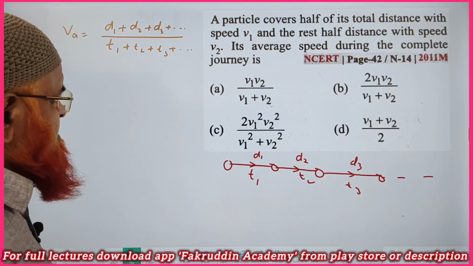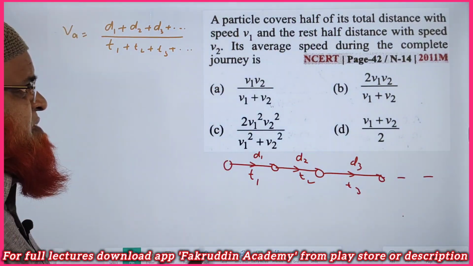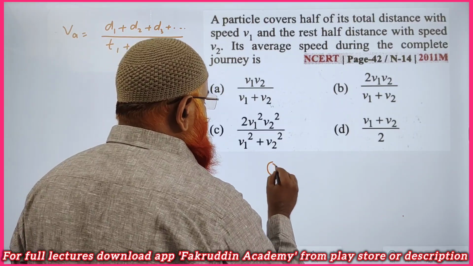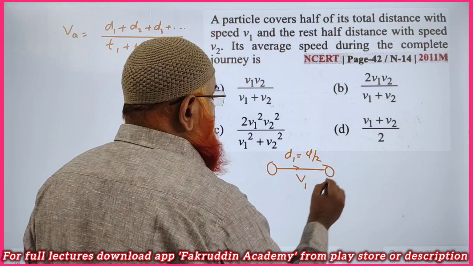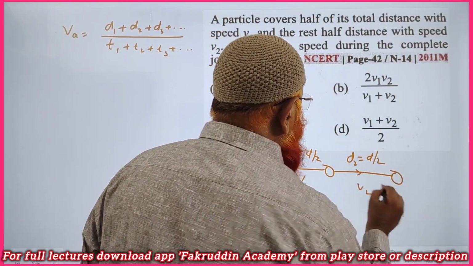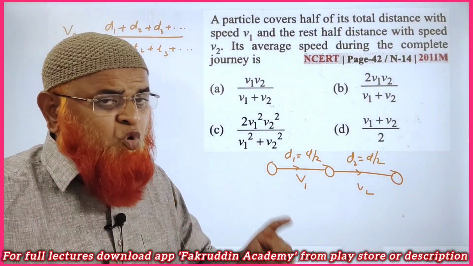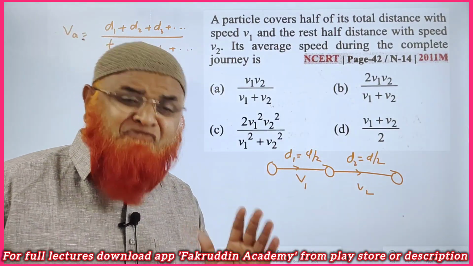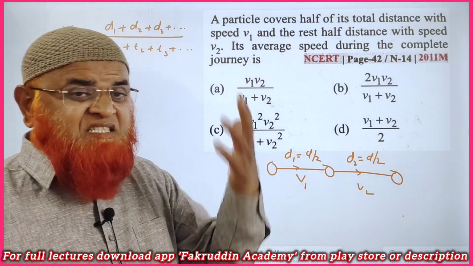Now, if you observe in this problem, it is said that a body travels the first half of the distance with speed v1 and the second half of the distance with speed v2. First half, second half is given, and there is no discussion of time in the problem. So when there is no discussion of time, we have to replace the time in the formula.